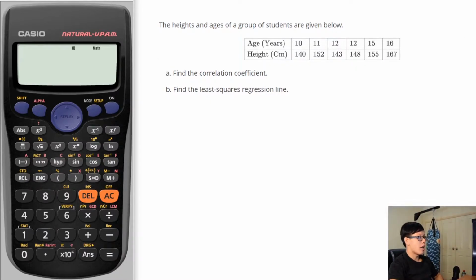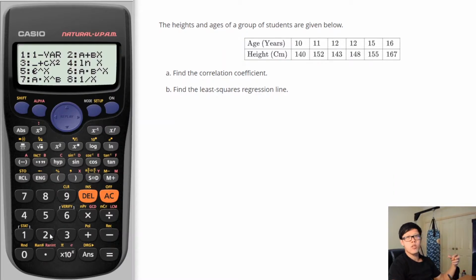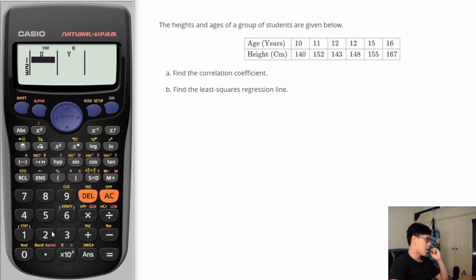In the question, we have the heights and ages of a group of students, and part A wants us to find the correlation coefficient, and part B wants us to find the least squares regression line. So the first thing I'm going to do is press the mode button up here. It's next to the on button. I'm going to press number 2 for statistics mode. And now we're given a whole bunch of equations. What I'm going to use is number 2 for a plus bx, because if we remember, correlation and the least squares regression line have to do with linear relationships. So I'm going to press that.